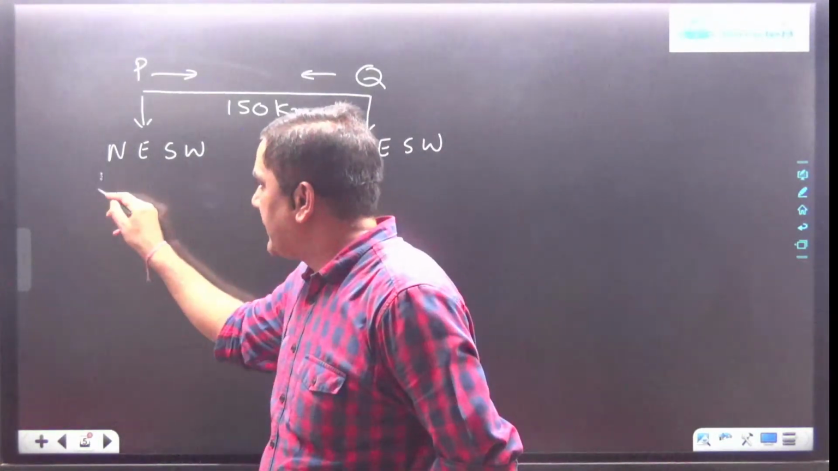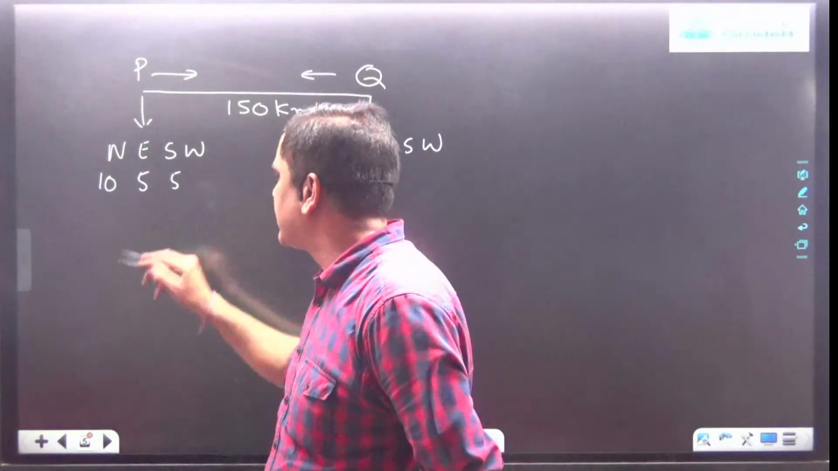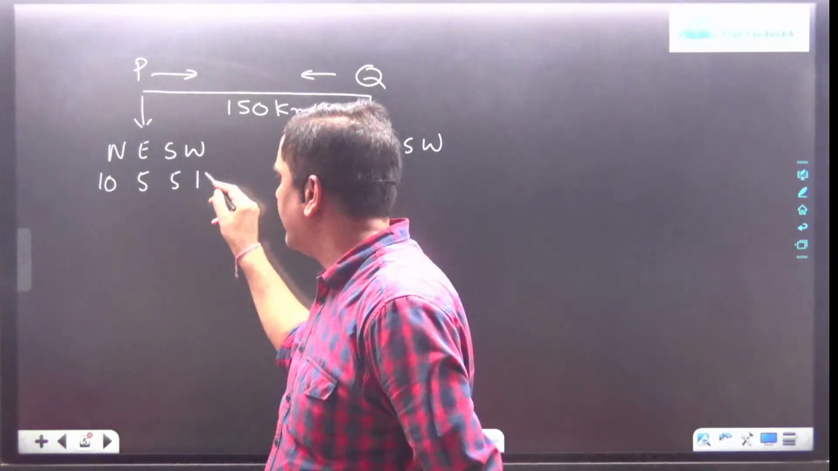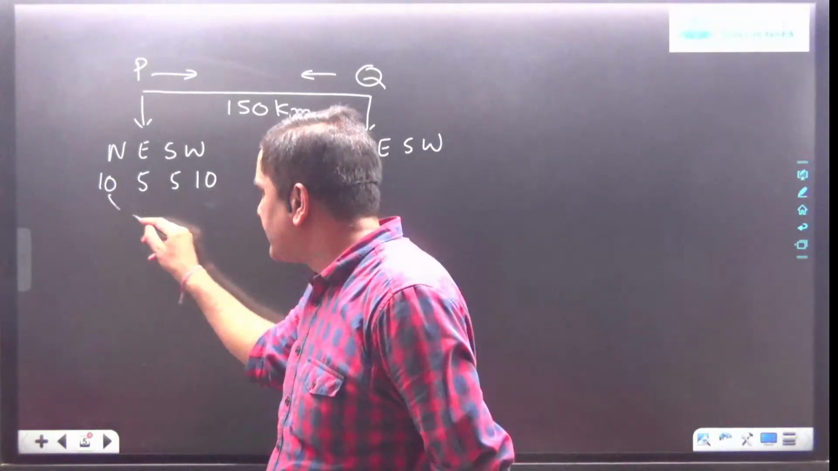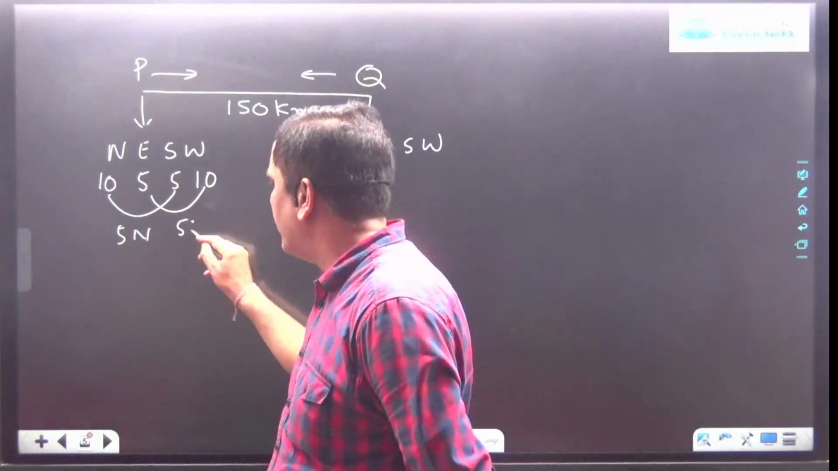Let's assume here the number comes out to be 10. This is 5, this is 5, and this comes out to be, let's assume, 10. So what I will say, this comes out to be what? 5 north. This comes out to be 5 west.